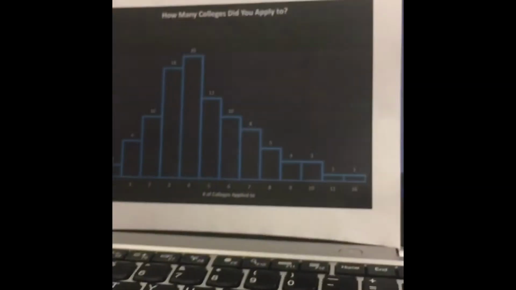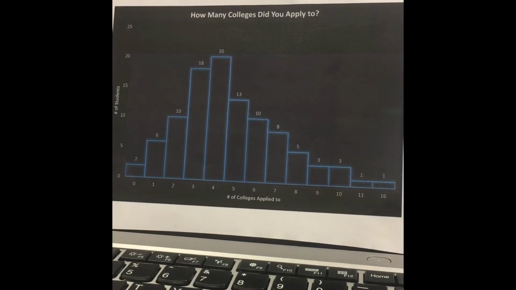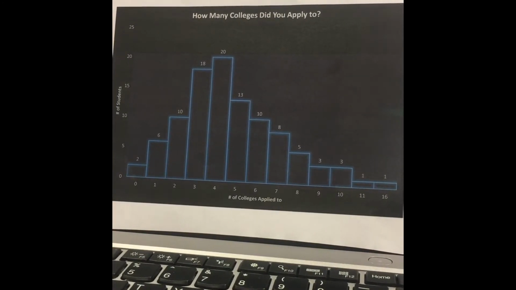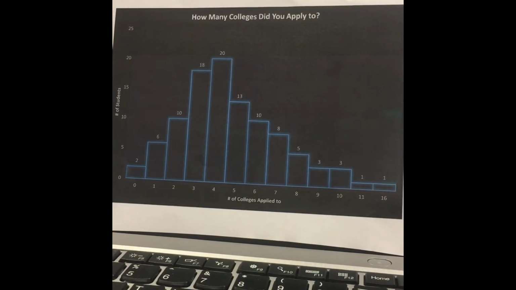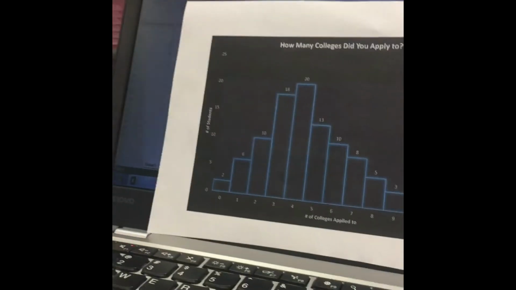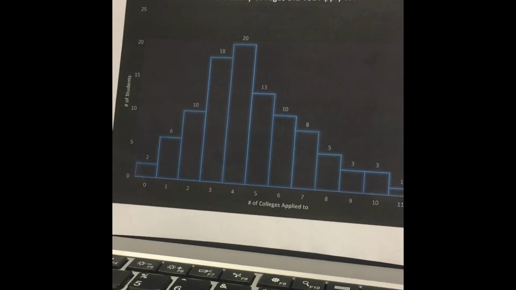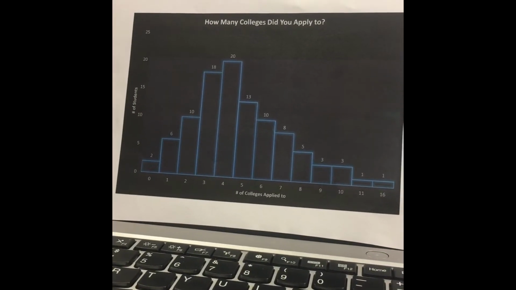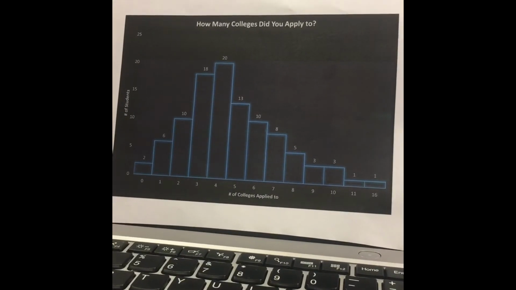So we use the histogram to display our data of how many colleges that seniors at Panther Creek applied to. So on the y-axis we have number of students, and then on the x we have number of colleges that they actually applied to. And our graph is not a normally distributed curve because the mean, median, and mode are not the same. So there you have it.